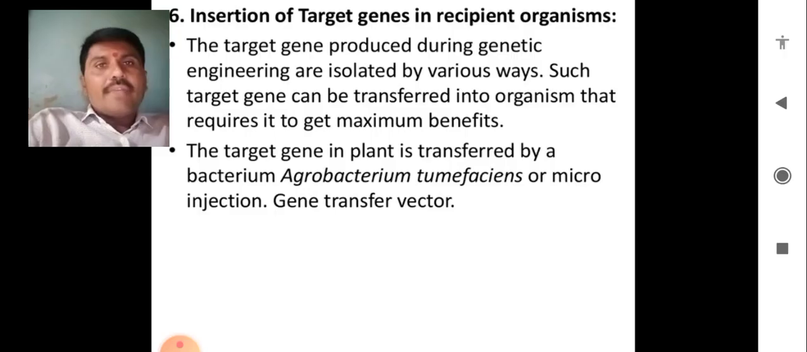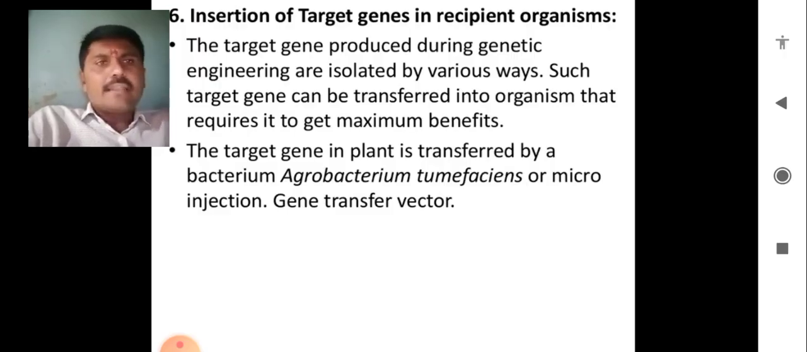When we insert a specific character gene into a recipient organism, naturally we wish to develop the best qualities or characters in that particular organism, and that is why we insert the gene into the recipient organisms.